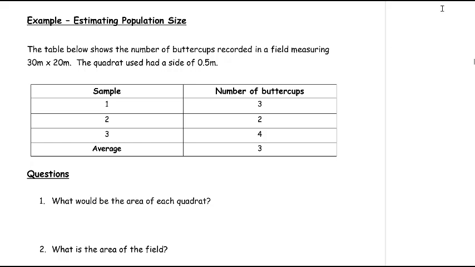Now let's look at an example of this. So let's say that we go into a field and we count the number of buttercups. The field measures 30 meters by 20 meters. The quadrat had a side of 0.5 meters, okay? Now, they take 3 samples, they count the number of buttercups. So in this case, it would be the frequency of buttercups because they're very easy to count. They take 3 samples and they work out an average.